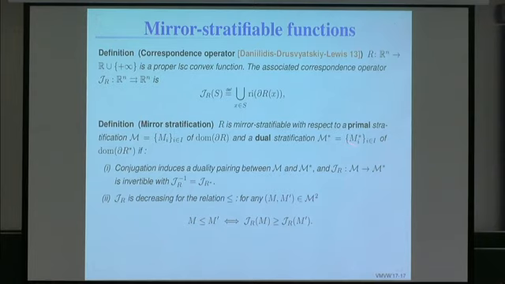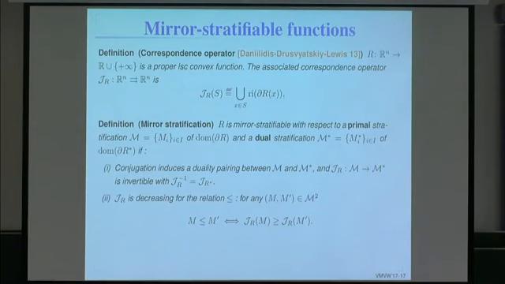And a dual stratification of the domain of the subdifferential of the Legendre conjugate of this function, which is the inverse, basically, of this subdifferential. I have two properties. The first property is that the conjugation in the sense of Legendre will induce a duality pairing between M and M star, meaning what? Exactly what I was saying, meaning that the operator JR, which is here the correspondence operator, from the M to M star, which are the primal and dual stratifications, is basically invertible. Okay? Meaning that if you have stratification of the primal and of the dual, you can go from one to another in a unique way.